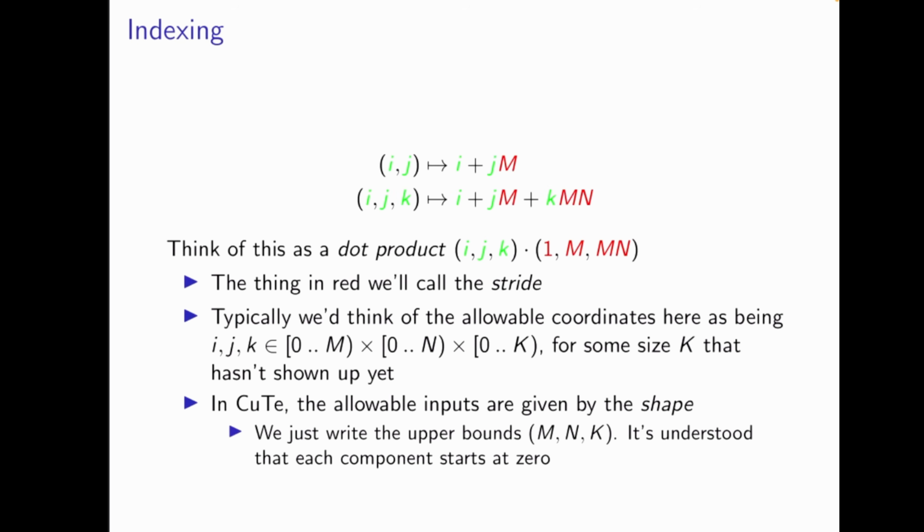Okay, so the way we're going to write these shapes, which specify the allowable coordinates, is just to specify their upper bounds. So we're going to have the tuple capital M, N, K. That's the shape. So it's understood that each coordinate starts at 0, so that the shape M, N, K means that I'm allowing coordinates between 0 and M in the i direction, 0 and N in the j direction, and 0 and K in the k direction.